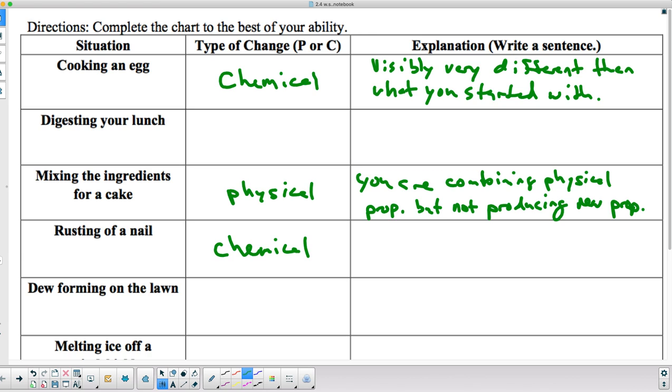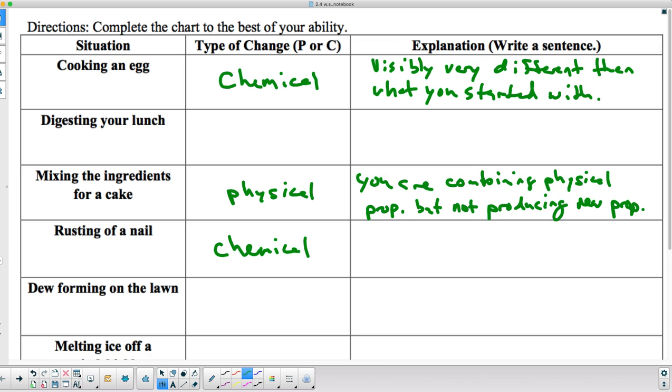Dew forming on the lawn. Dew is a result of water in the air condensing onto something that then looks wet. And we know that water vapor forming dew on a lawn is a physical change. It's not changing its structure.